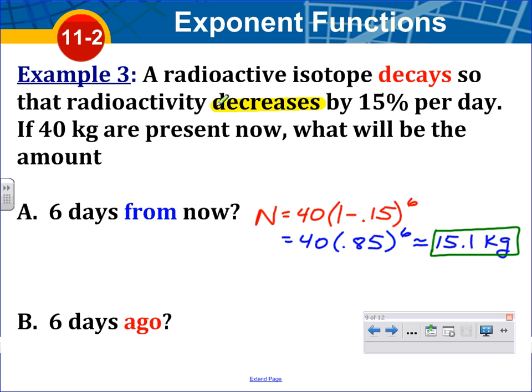Woohoo! All right, exactly the same process for part B, doing 6 days ago, except that we're going to use a -6 for our exponent because it's the past instead of the future. So no Mike Zach, you don't have to write down the 40 times 1 minus 0.15 to the 6th power. Again, you already know that 1 minus 0.15 is 0.85.